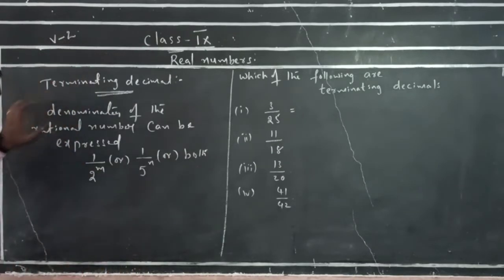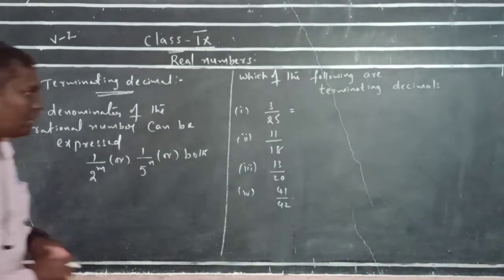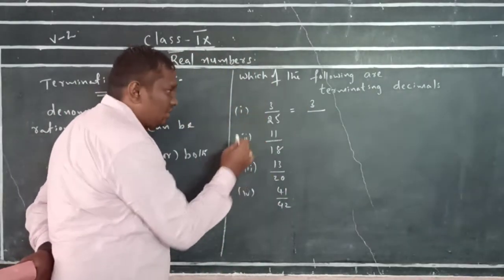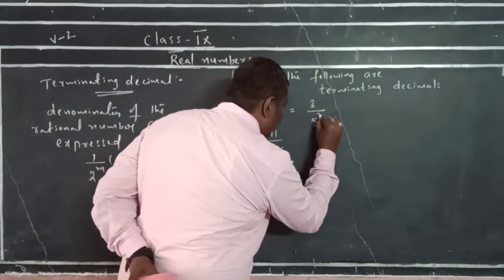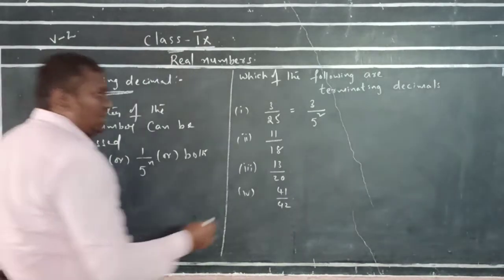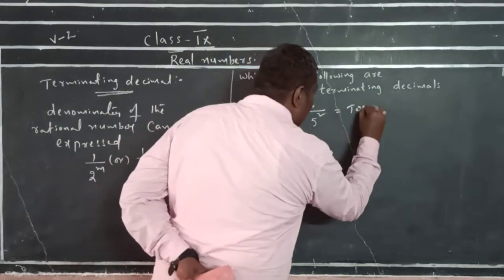Here, once see, the denominator of the rational number can be expressed as 1 by 2 power m, 1 by 5 power n. Okay, this is 3 by 25, we have to write 25 as 5 square. Already 5 came, therefore this is a terminating decimal.